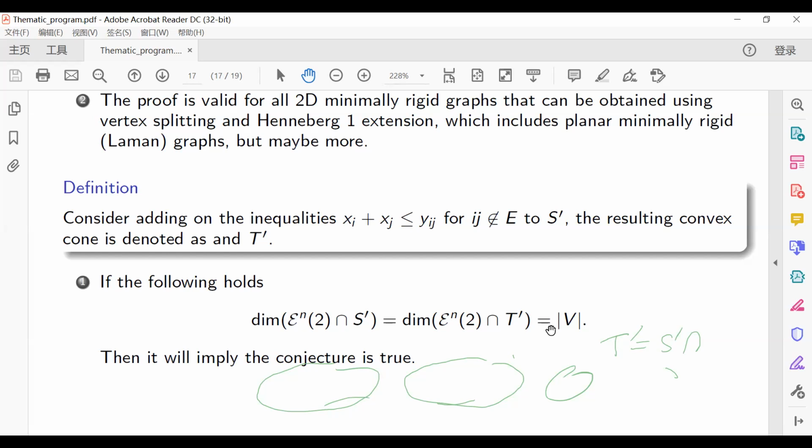Is it conjectured that the class of graphs where it's true is exactly those where you can get them from vertex splits and Henneberg-1 extensions? No. Yeah, we know it works for these. Maybe it works for others. We know there are some cases where this type of construction doesn't exist, but that doesn't mean much either.